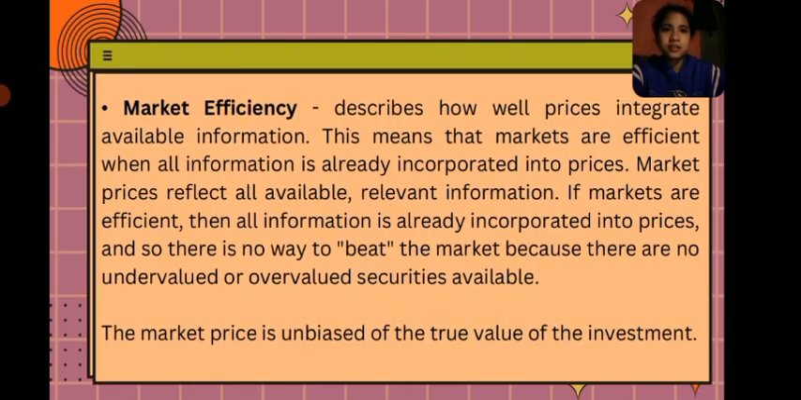And second is market efficiency. This describes how well prices integrate available information. So this means that markets are efficient when all information is already incorporated into prices. So ma-justify ang prices because the information is being translated, or kanang naay transparency of information. Market prices reflect all available relevant information.